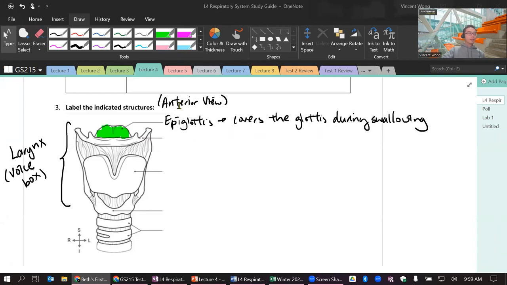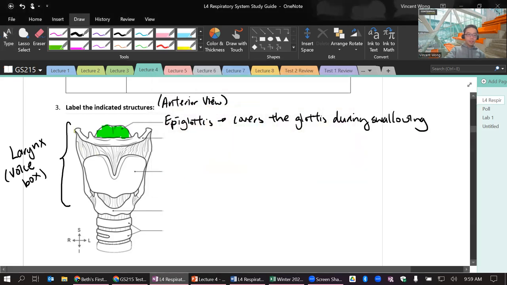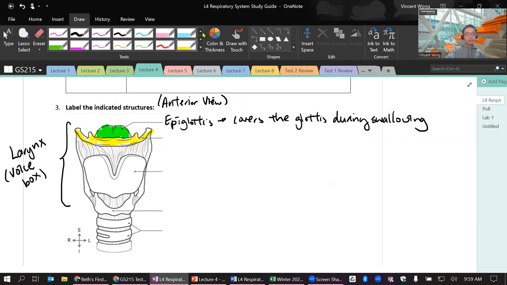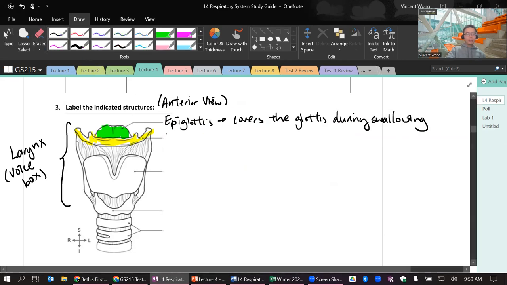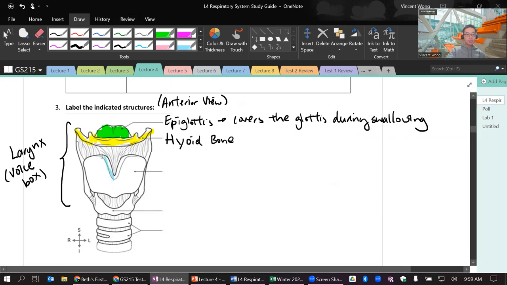Now, there are other bones here that help stabilize your larynx. And here is one of them, right there. That is called the hyoid bone. We have some ligaments here. And when you touch your throat here, the hard part that you feel, that's basically this big bone.